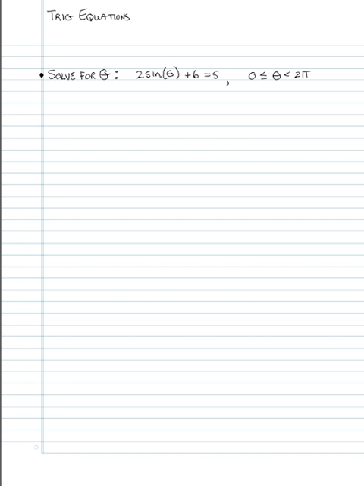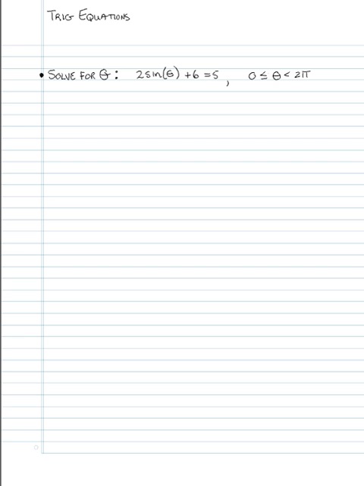Okay, we're going to begin our discussion of solving trigonometric equations. Now we'll look at a lot of examples, but as we're looking at these examples, we need to be developing a strategy when we see an equation. And so we're going to start out with the simplest types of equations.